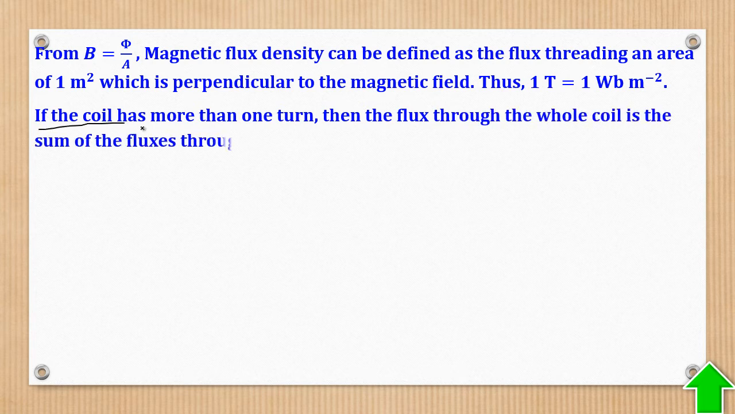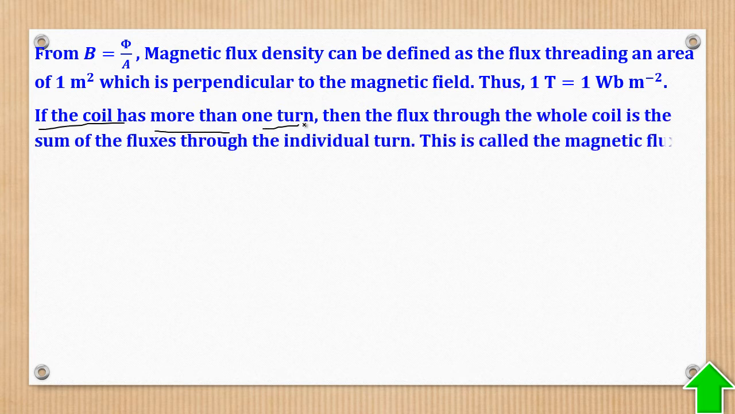So if a coil has more than 1 turn, then the flux through the whole coil is the sum of the fluxes through the individual turns, and this is what we call magnetic flux linkage. So these are the two definitions I wanted us to first know before we go to electromagnetic induction, because they will be very vital: magnetic flux and magnetic flux linkage.